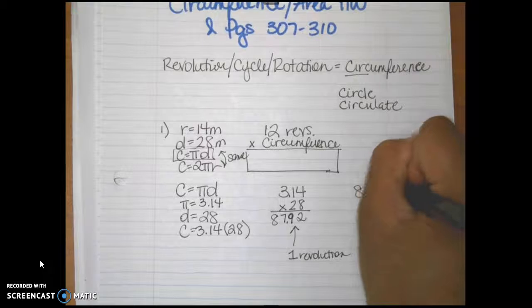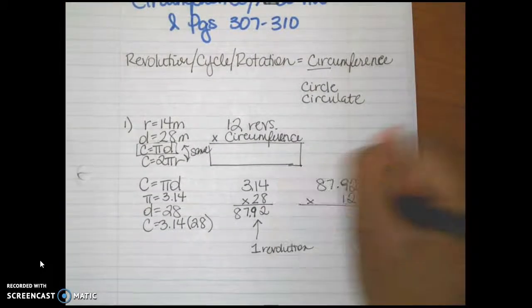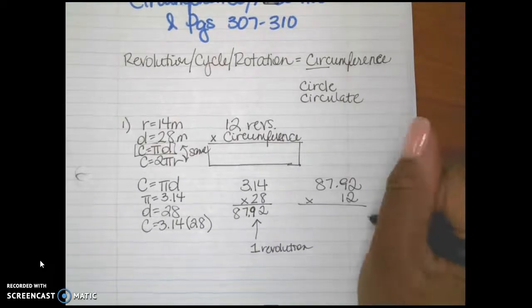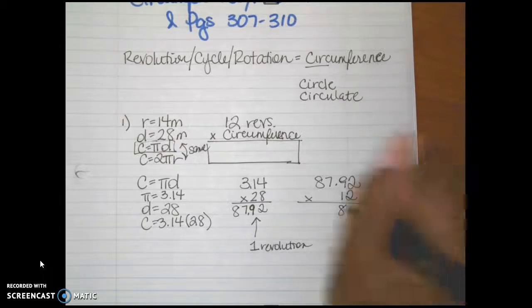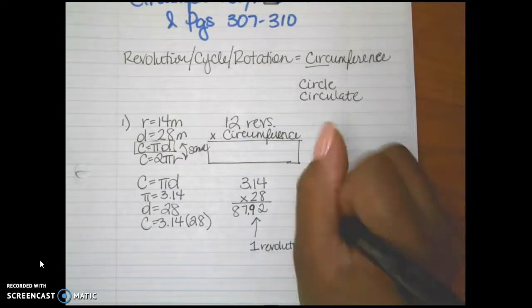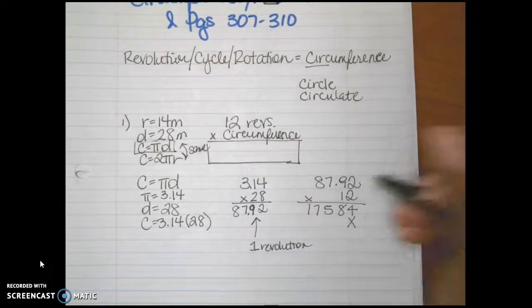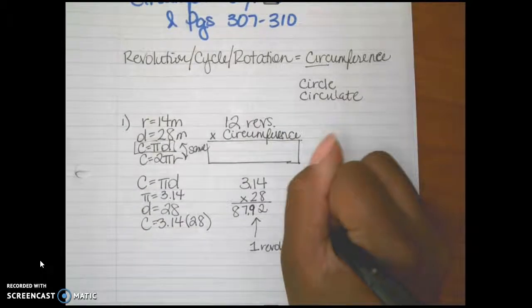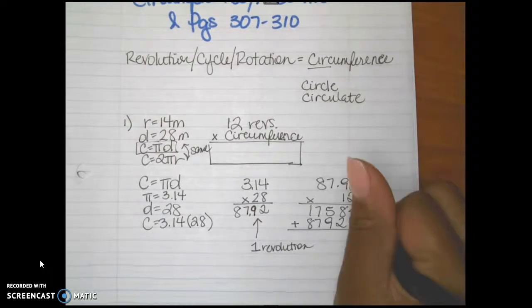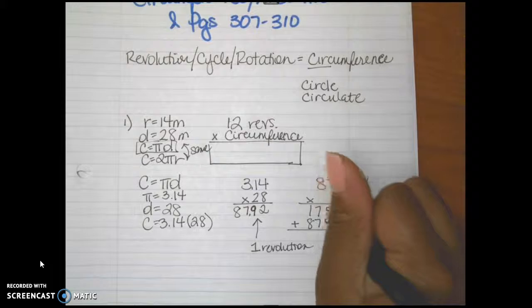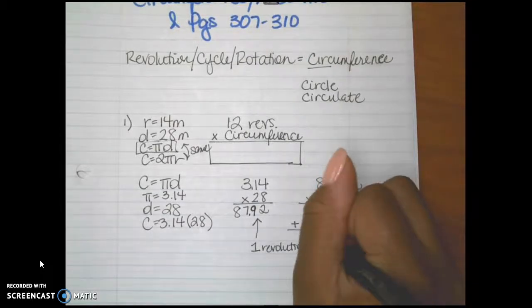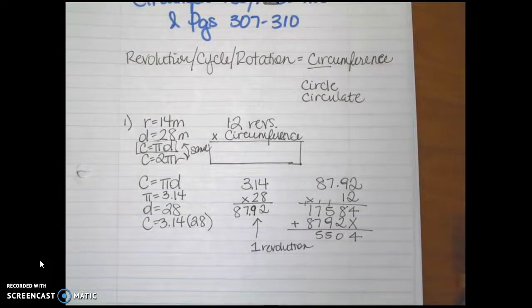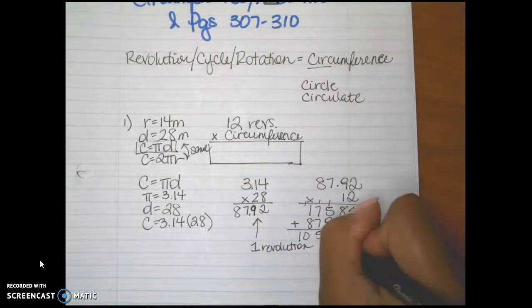So 87.92 times 12. 2 times 2. 2 times 9, 18. Carry the 1. 2 times 7 plus 1. 2 times 8 plus 1. 1 times 87.92. 792. 4 plus 0. That's plus, not times. 8 plus 2. 9 plus 5 plus 1. 7 plus 7 plus 1. Carry your 1. 1 plus 1 plus 8. 11. Take 1 away. Decimal goes. The 5 is 0.